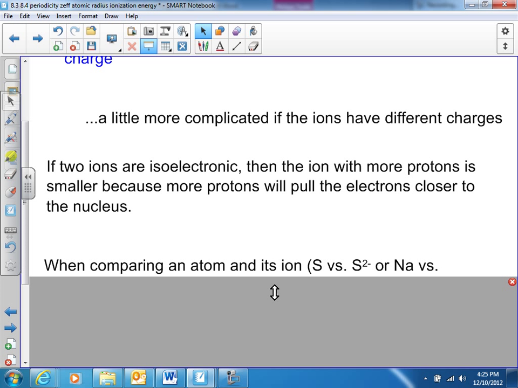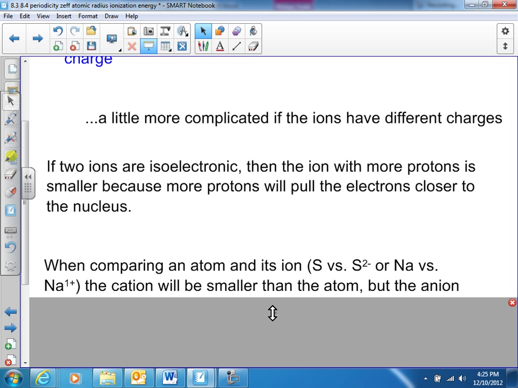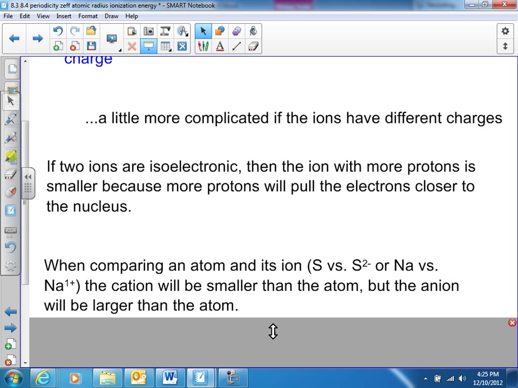What about an atom and its ion? S versus S2 minus, Na versus Na1 plus. And here we go. The cation will be smaller than the atom. The anion will be larger than the atom.